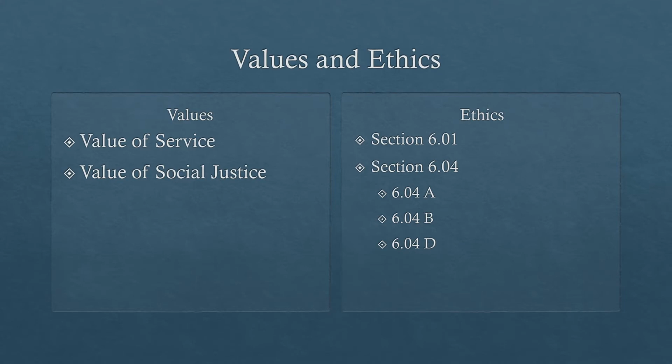In this section, we're going to talk about how the values and ethics line up against the issues of child labor. In the NASW Code of Ethics, there are 2 values that apply to child labor and 2 ethical codes. So the first value that we believe would apply to the issue of child labor is the value of service.